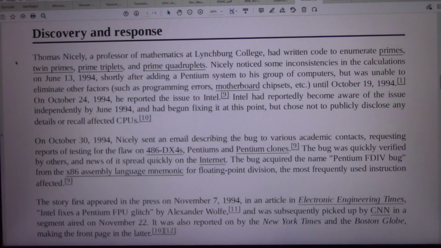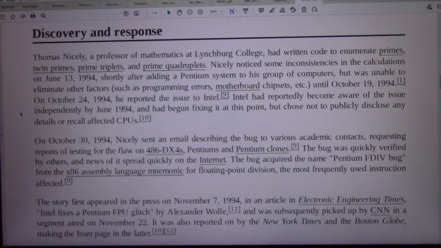On the 24th of October, 1994, he reported the issue to Intel. Intel had reportedly become aware of the issue independently by June 1994, and had begun fixing it at this point, but chose not to publicly disclose any details or recall affected CPUs.